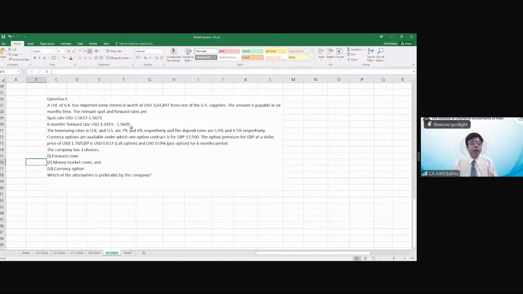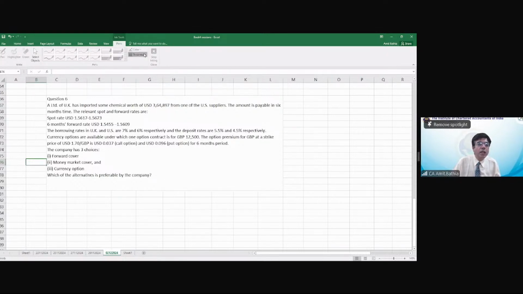Before we go further ahead, immediately you need to understand one particular aspect, that this is an importer who has a liability. His liability is in which currency? USD. And the spot rates are given to you. USD 1.5617, 1.5673. So what is the numerator and denominator? Which currency is numerator? Which currency is denominator? Any ideas?